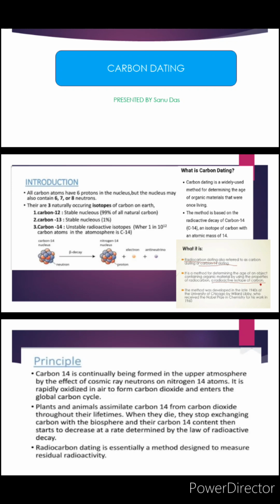In the introduction, all carbon atoms have 6 protons in the nucleus, but the nucleus may also contain 6, 7 or 8 neutrons. So there are 3 naturally occurring isotopes of carbon on the earth. One is carbon 12, another is carbon 13 and carbon 14. In carbon 14, mainly 6 protons and 8 neutrons are present.